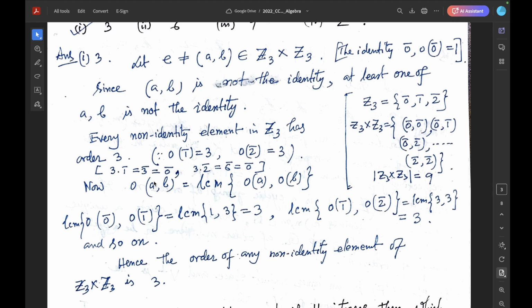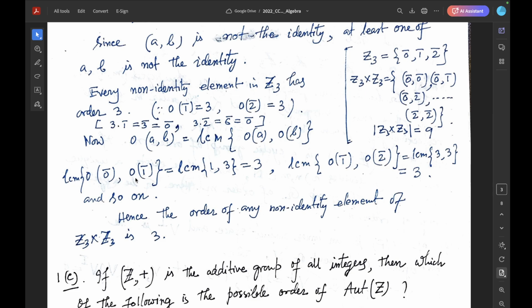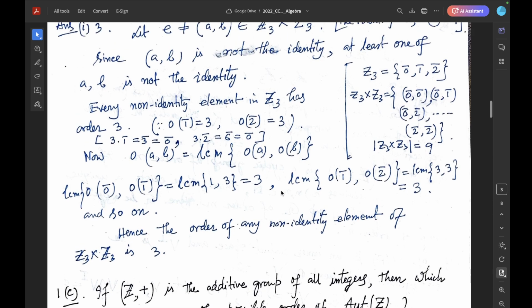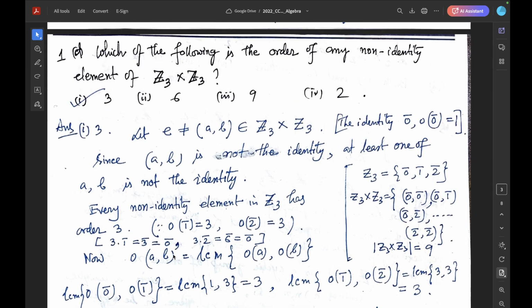So the order of the ordered pair (a, b) is the LCM of the order of a and the order of b. Now the order of (class 0, class 1) is the LCM of the order of class 0, which is 1, and the order of class 1, which is 3. So this is equal to 3. And the LCM of the order of class 1 and class 2, which is 3, 3, is 3, and so on. So the order of any non-identity element of Z3 cross Z3 is 3. So the correct option is 1.